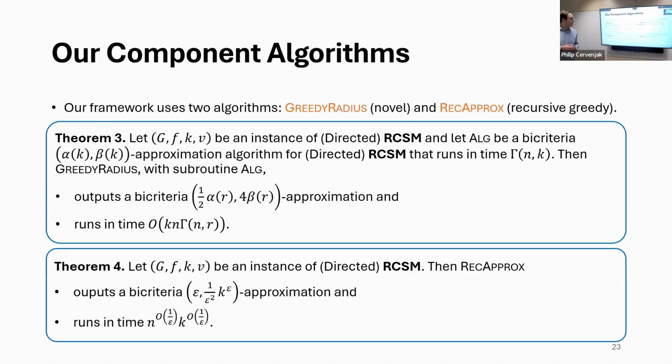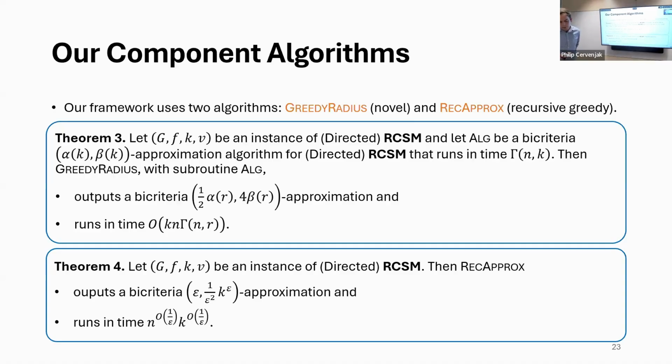And so the interesting thing about this greedy radius is that it takes this subroutine whose approximation depends on k and returns basically the same approximation depending on r. So you can see there's just this constant of 1/2 and 4 here, but basically the approximation now depends on r instead of k. And also the running time just goes up to k times n times the running time of the subroutine.